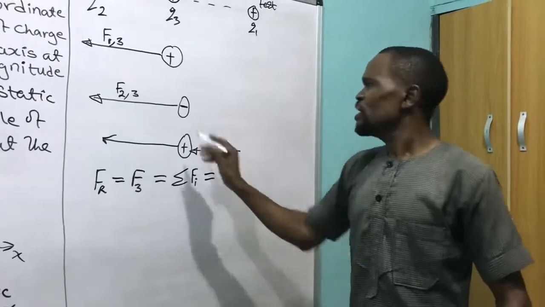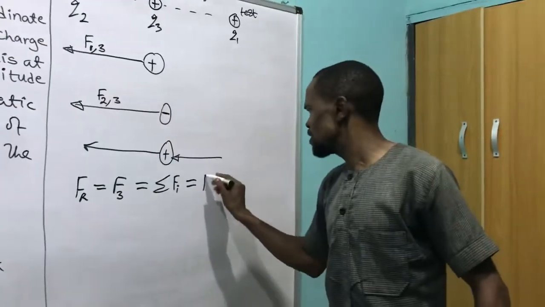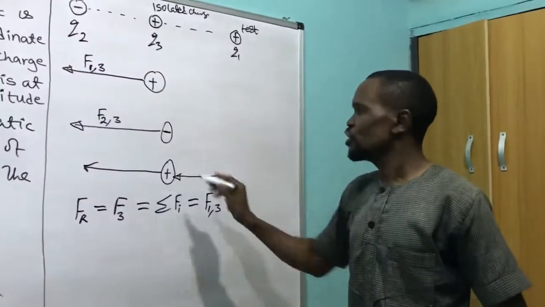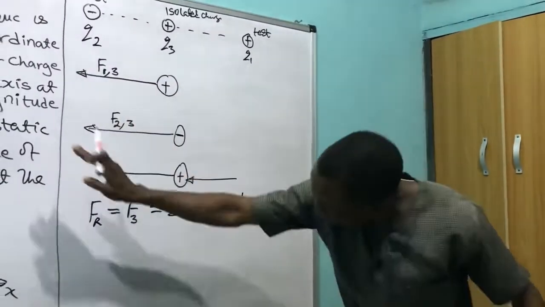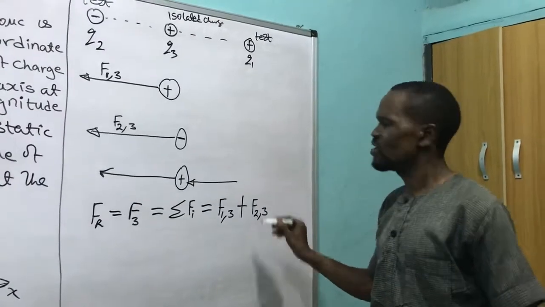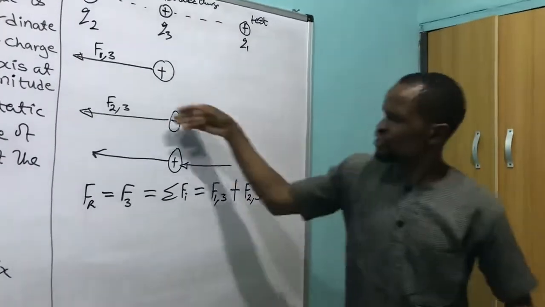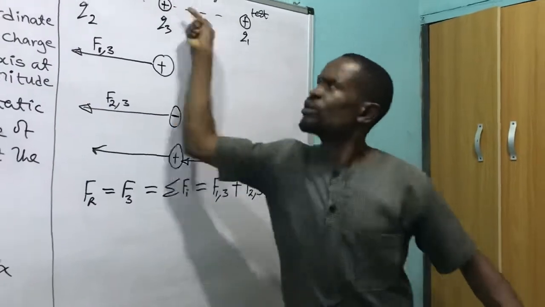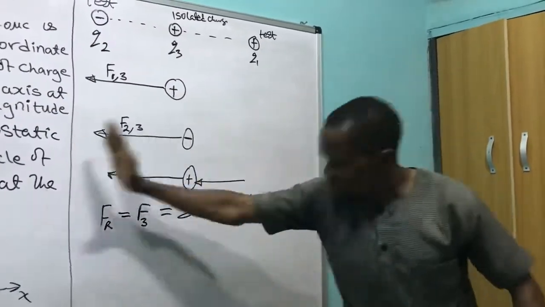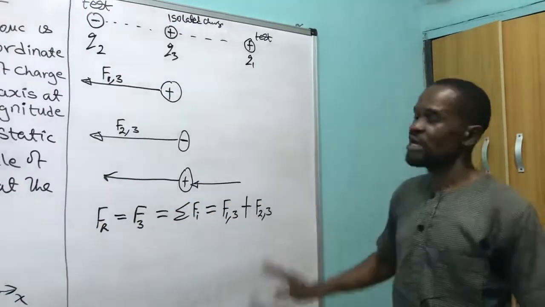And it becomes the force of this charge, which is acting on Q3, plus the force of this one, which is acting in the same direction, becoming 2Q3. Understood? You see, the two forces are acting in the same direction. This one will attract this way, this one will push this way. Do you get what I'm saying? They are going the same way. So I sum them, add them together.